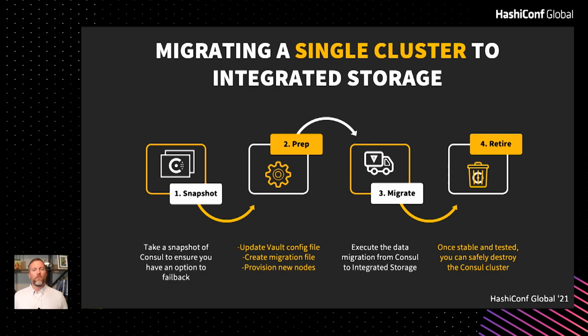Then we have to go through a preparation phase: updating the Vault configuration file. Remember, our configuration file is where we dictate what our storage backend is. Do we point to Consul? Do we point to integrated storage? Do we point to S3 or DynamoDB or something like that? That's where we define our storage backend. Then we execute a migration command to migrate the data from Consul to Raft. And finally, once that's successful, we're able to retire our old Consul cluster. And yes, that is a Consul cluster in the trash can. Apologize for that, but love Consul, just not for Vault anymore.